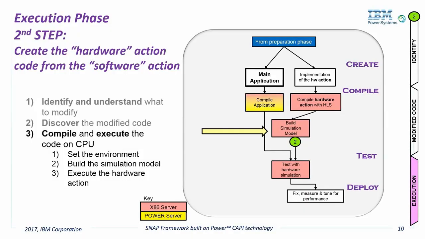So now we have a hardware code created and compiled alone, meaning without the whole design. Now let's integrate it in the whole design so it can talk to the different resources and be managed by the job manager. We will need to set the environment if not done yet, then build the simulation model so that we can test the hardware action as if it was executed on an FPGA and discussing with the real POWER host. And finally, run the application with the hardware action.